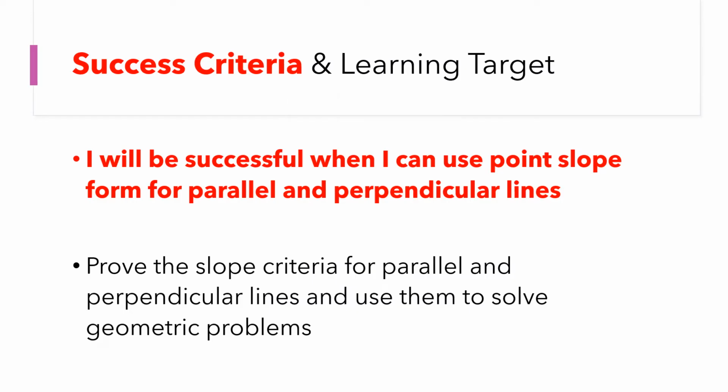Okay, so the success criteria is I will be successful when I can use point slope form for parallel and perpendicular lines. And the learning target is to prove the slope criteria for parallel and perpendicular lines and use them to solve geometric problems. Okay, so we are on page 11.